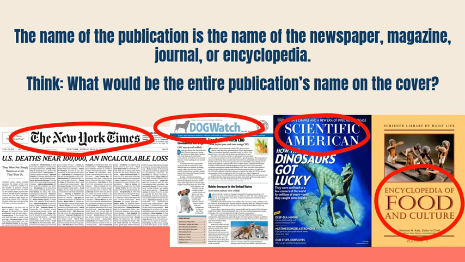Again, the name of the publication is the name of the newspaper, magazine, journal, or encyclopedia. Think to yourself, what would be the entire publication's name that you would see on the cover? In this case, you'll see the New York Times, Dog Watch, Scientific American, and the Encyclopedia of Food and Culture.